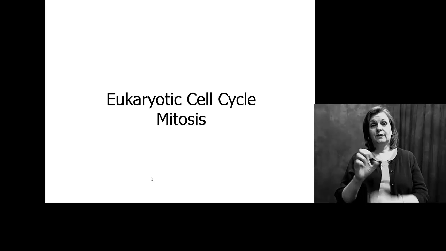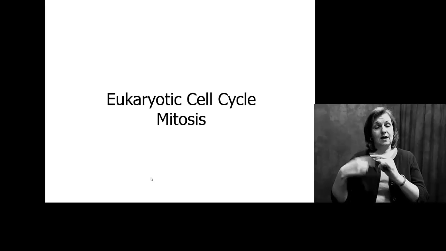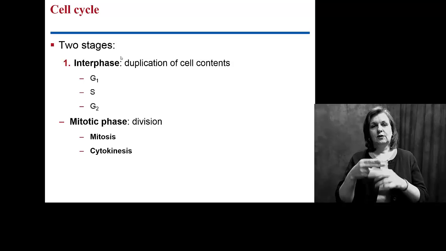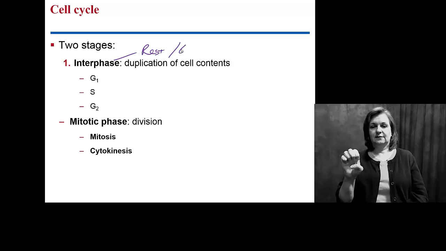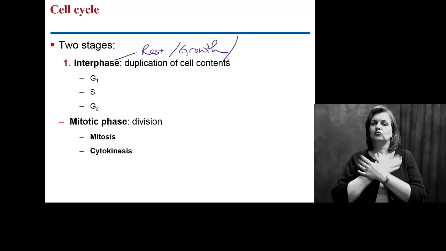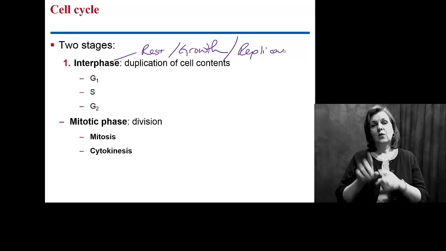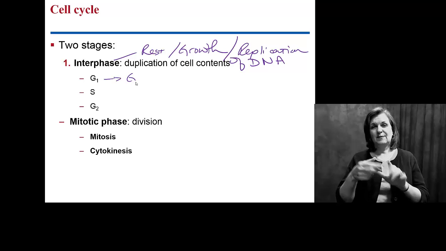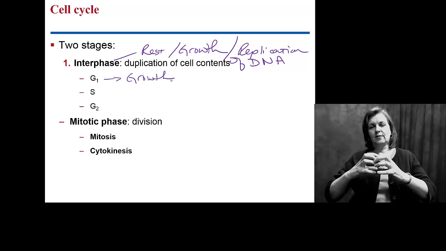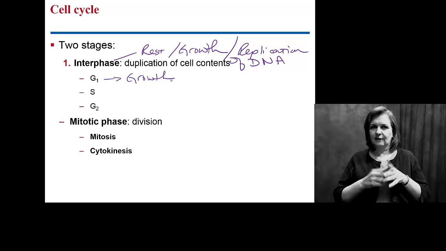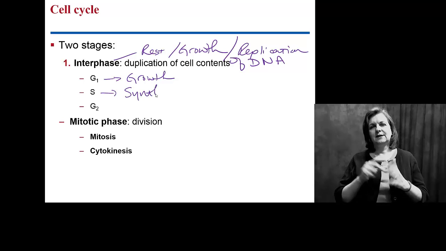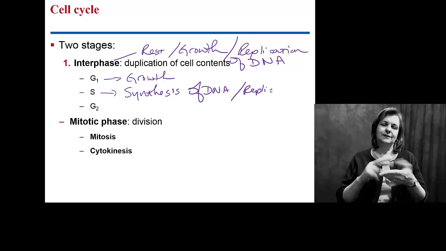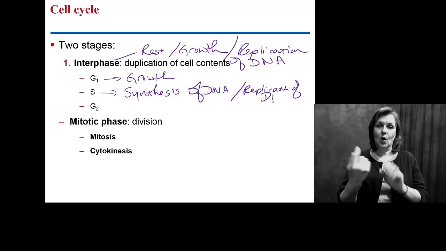In the eukaryotic cell cycle, we go through a number of different phases. The first is interphase. This is essentially the rest and growth phase. We also look at replication of the DNA only occurring in this phase. So G1 is growth. This is the start of the entire cycle. S is synthesis of DNA, or replication of the DNA only.